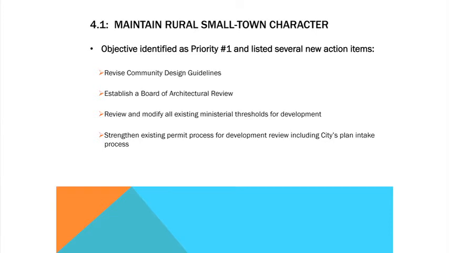A new action item that we added was to look at bringing in an independent body, a board of architectural review, that would take a place in that planning process. Review and modify the existing ministerial process for development projects. That was something we thought was important that needed to get done. And also look at and strengthen the existing permit process for development review in the city. There was a lot of discussion and concern about how a project gets through the system, and making sure that the approved plan gets put into effect the way it was intended.